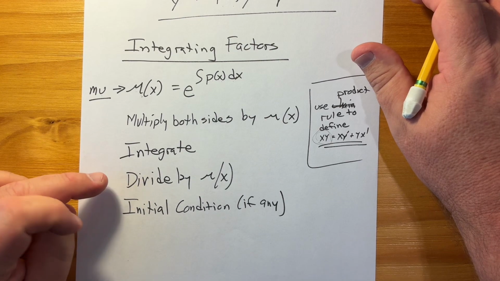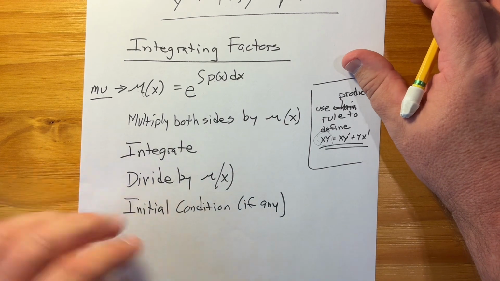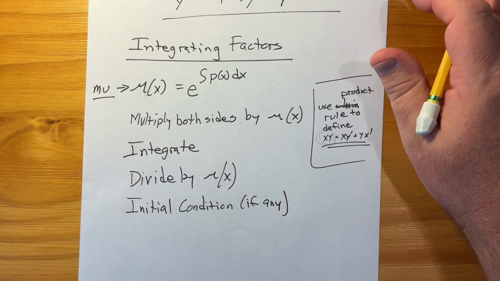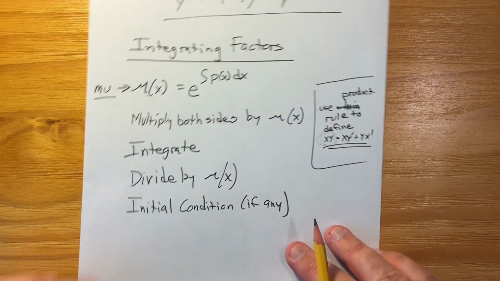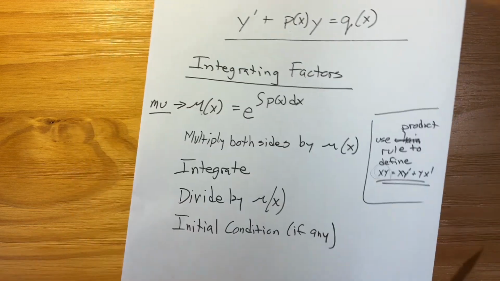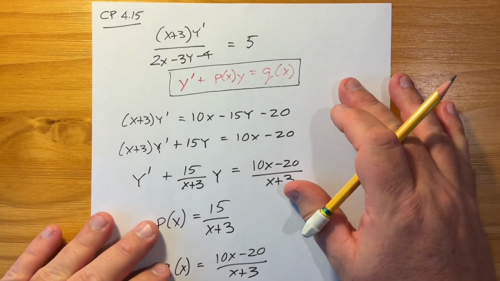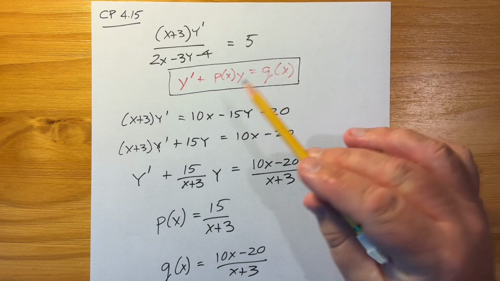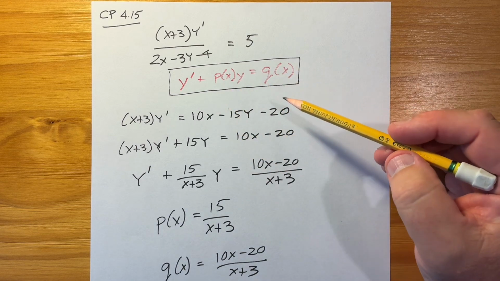And once we do that, we divide by that mu of x, and then if there's an initial condition, we go ahead and solve that. So it's very cookbooky. Let me walk you through two examples right now. First example we're going to look at is checkpoint, actually, I think here, checkpoint 4.15 is just identify the p and the q of x here.